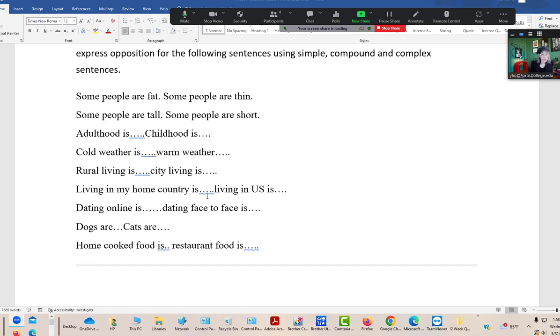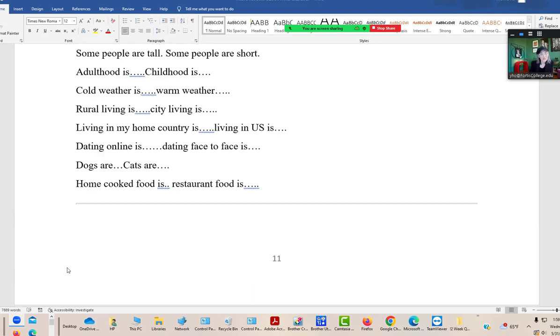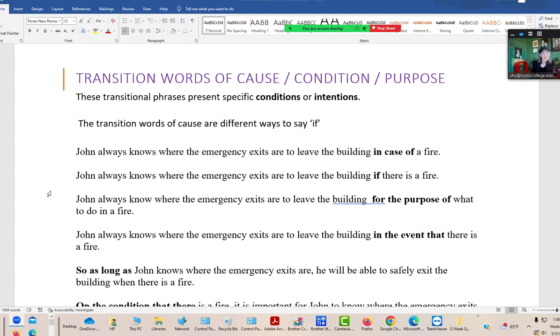Unlike living in my home country, living in the U.S., I eat a lot of junk food. Unlike dating online, dating face-to-face is much easier to meet people. Unlike dogs, cats are fun to play with. Unlike home-cooked foods, restaurant food is more nutritious. So I used unlike, and now I'm going to say cold weather is better for me, whereas warm weather is not better for me, or something like that. So you could use whereas, but. So these are different ways in which you can say, and then there's more transition words, different ways of saying if.